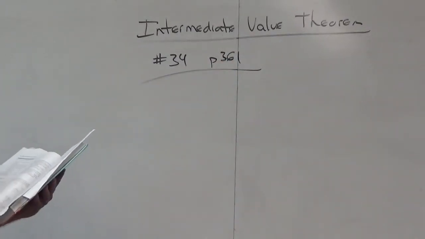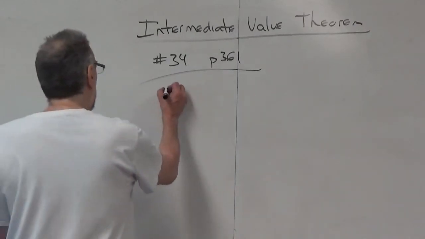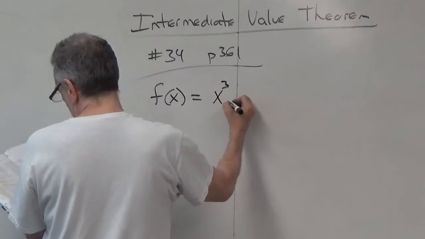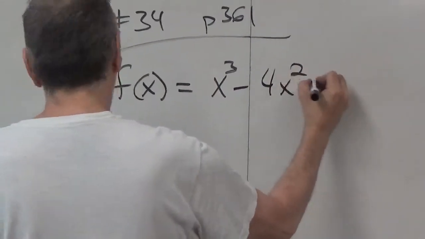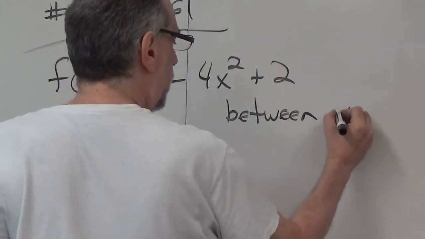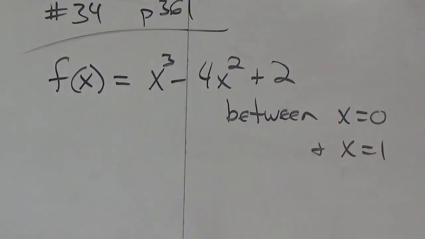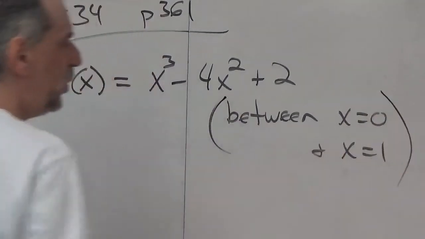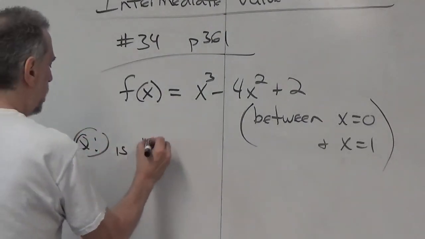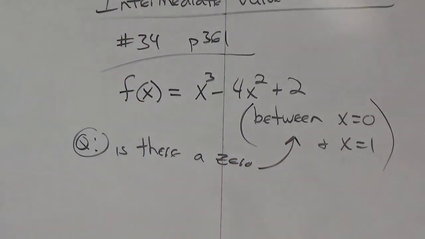All right, so it says use the intermediate value theorem to show that the polynomial has a real zero or doesn't. Right? So number 34, we're given this function x cubed minus 4x squared plus 2, and we want to see if there's a 0 between x equals 0 and x equals 1. All right, is there a 0 between x equals 0 and x equals 1?